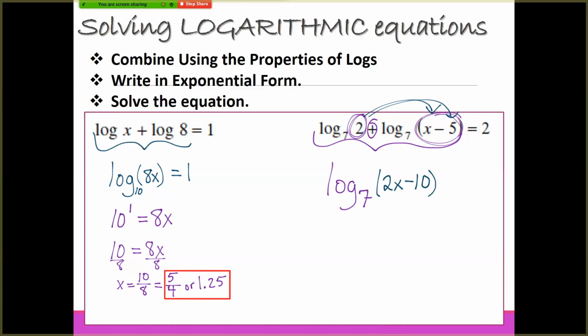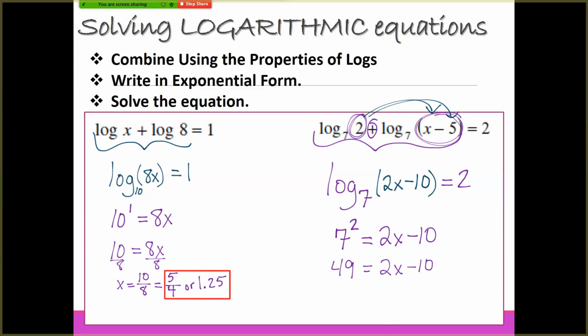When I combine those, a lot of times I'll have students who just multiply the 2 times the x, and then they bring down that -5. You've got to multiply the -5 times the 2 when you combine them. So now we have log base 7 of 2x minus 10 equals 2. We can go ahead and write that in exponential form. That would be 7 to the second power equals 2x minus 10. 7 squared is 49.